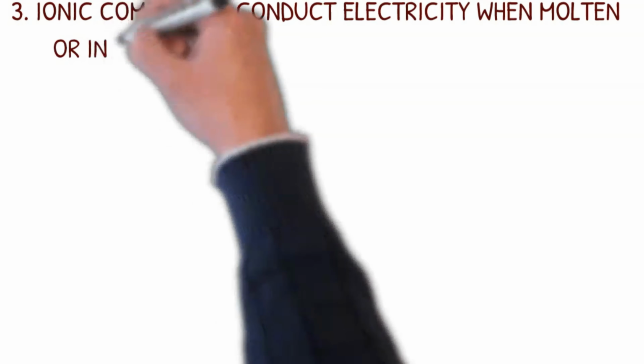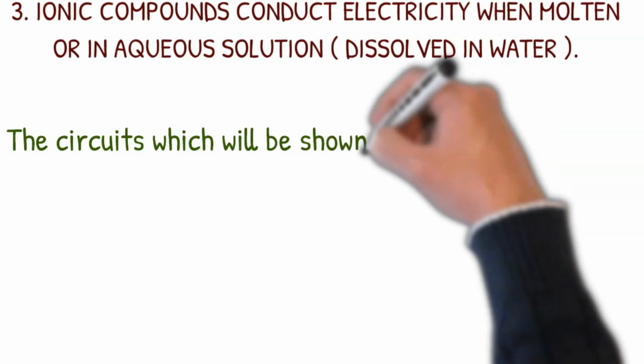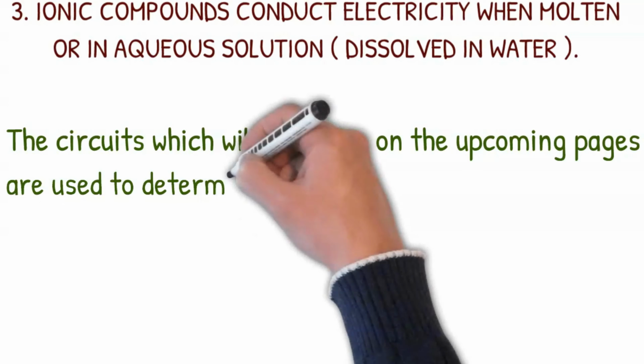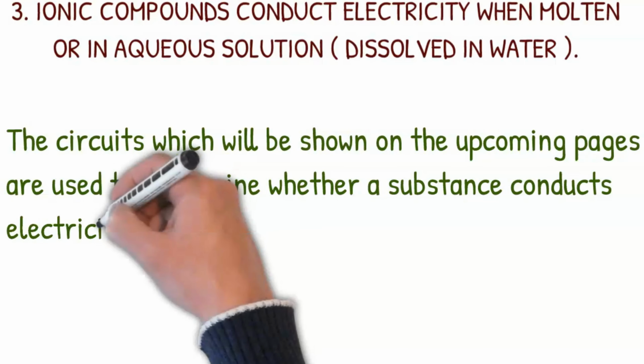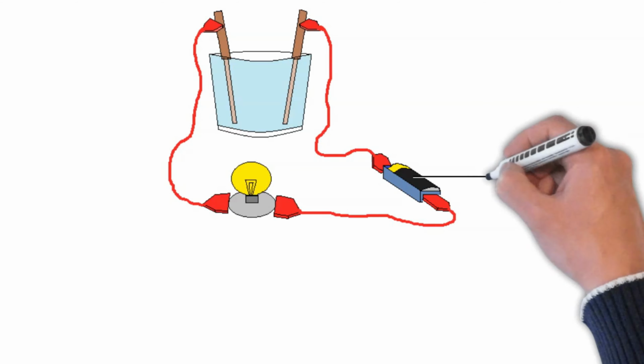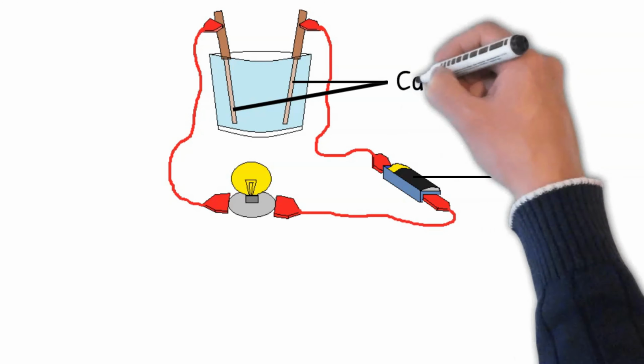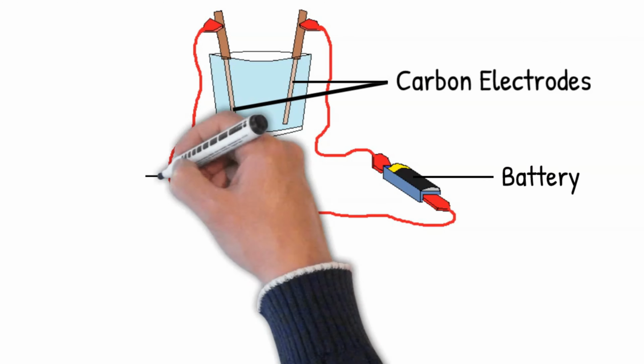Ionic compounds conduct electricity when molten or in aqueous solution, dissolved in water. The circuits which will be shown on the upcoming pages are used to determine whether a substance conducts electricity. Battery. Carbon electrodes. Bulb.